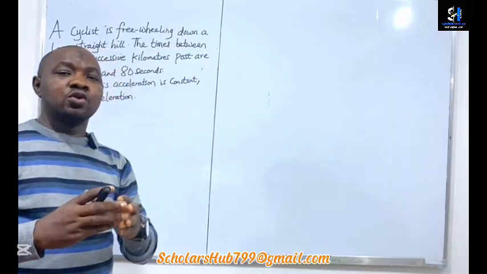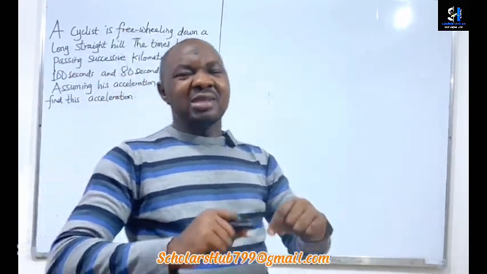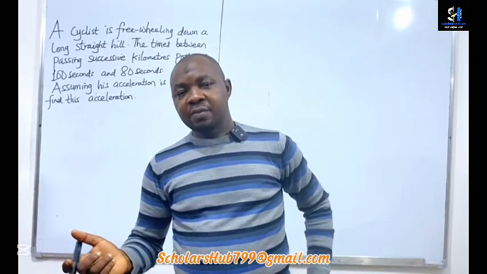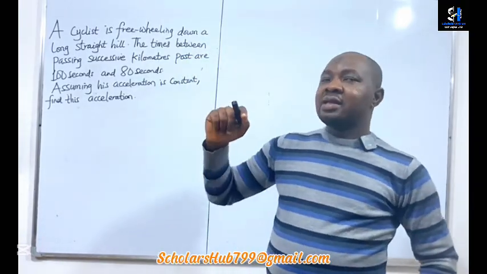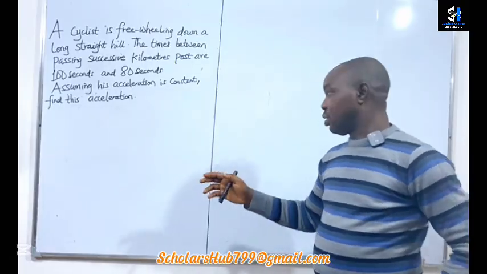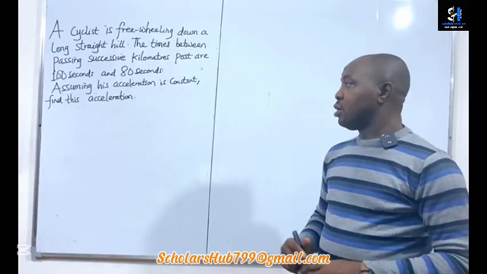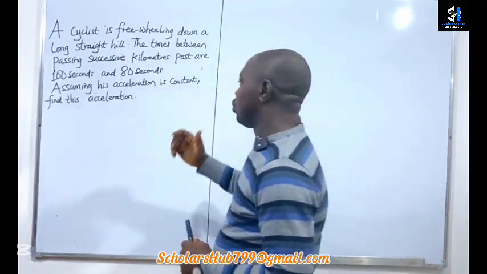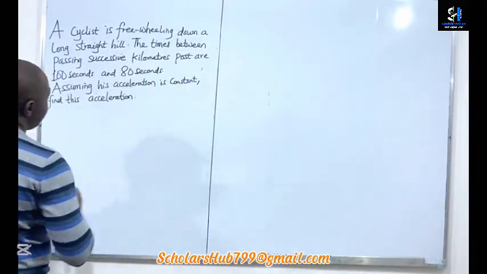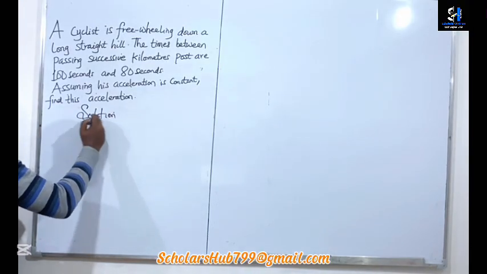Then we also need to find the velocity at the start of the first kilometer, and then the velocity at the end of the first kilometer will be the velocity during the second kilometer. That way we should be able to find the value of a. All right, now here is how to solve the question.